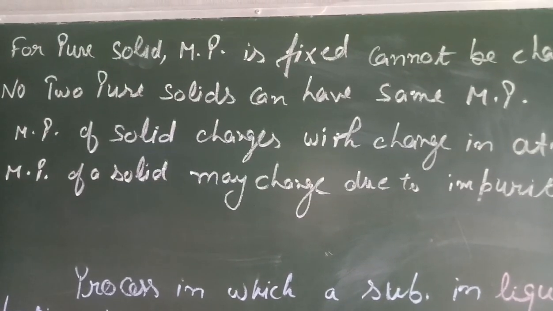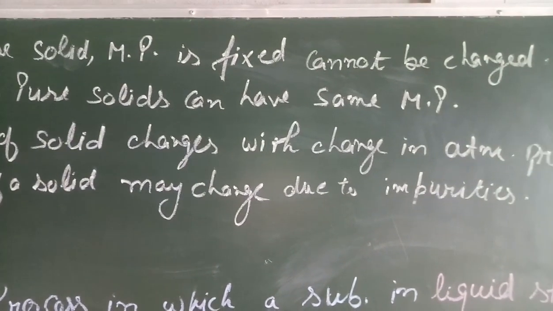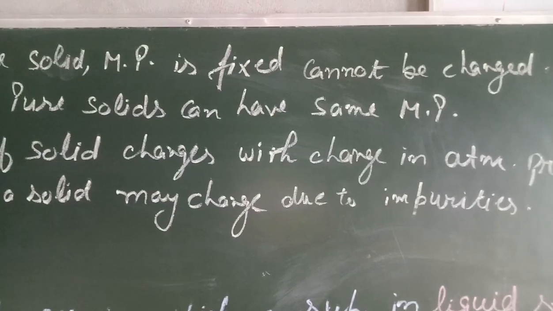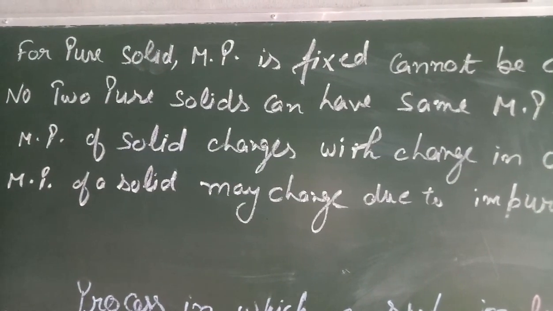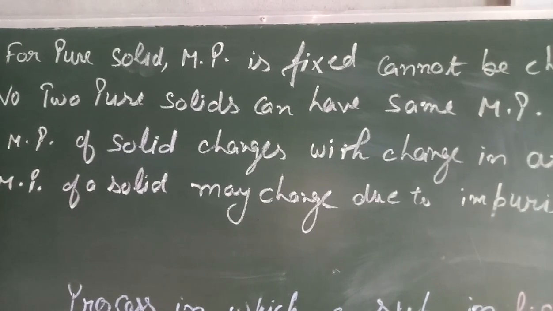And the fourth one is that the melting point of a solid may change due to impurities. If there is any impurity present in the pure solid, then the melting point will be changed. It may be increased or it may be decreased.